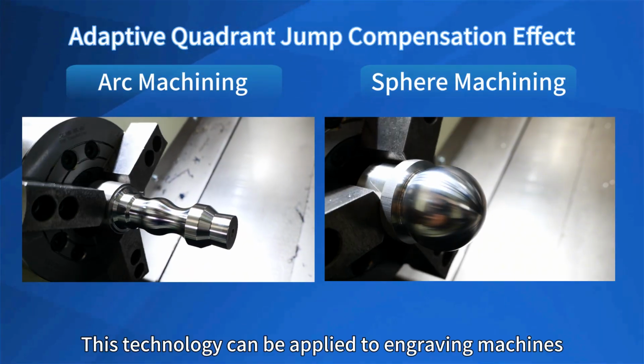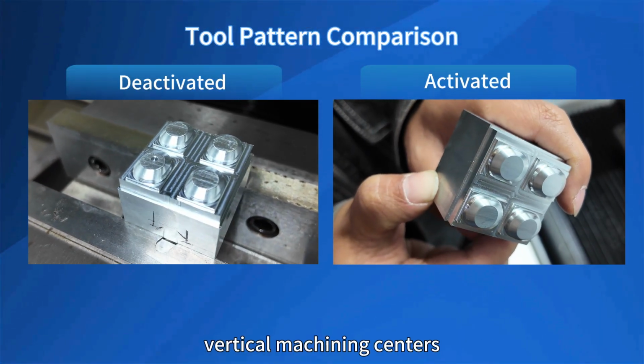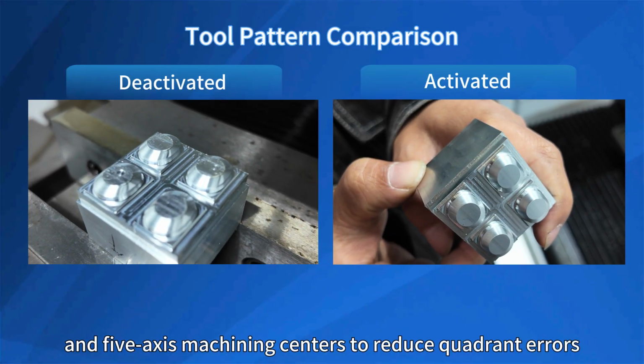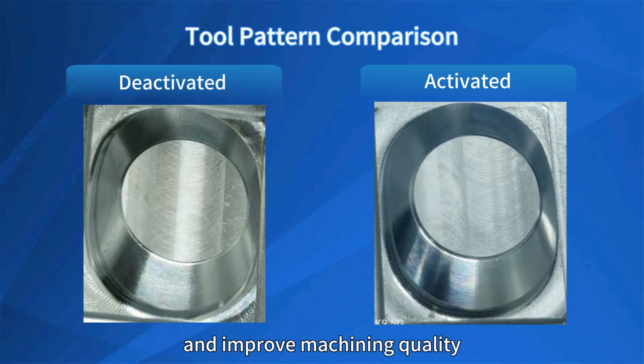This technology can be applied to engraving machines, vertical machining centers, and 5-axis machining centers to reduce quadrant errors and improve machining quality.